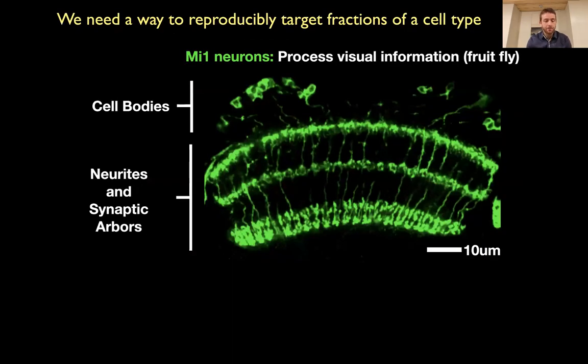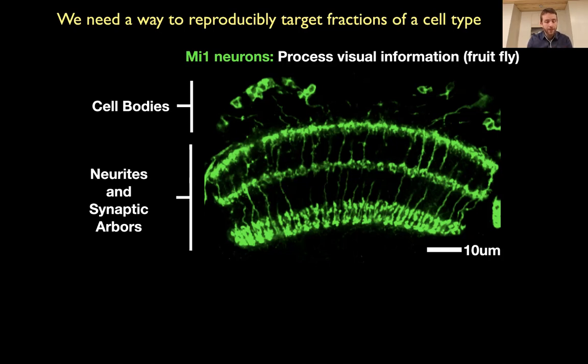So my lemons are neurons, and I want to define how different types of these cells process information. To do this, we need to observe single neuron function. And when I started my postdoc, we could express or delete genes in whole cell populations, but it was very challenging to observe and manipulate single neurons within these populations in high throughput. For example, here's a neuron type that I care a lot about, and it's expressing GFP. You can see the cell bodies in the top and the neurites and synaptic arbors below.